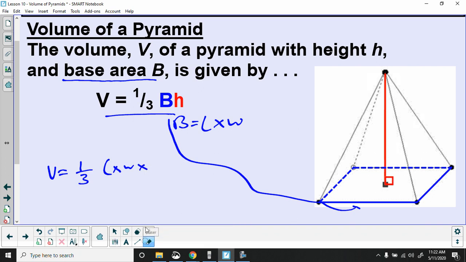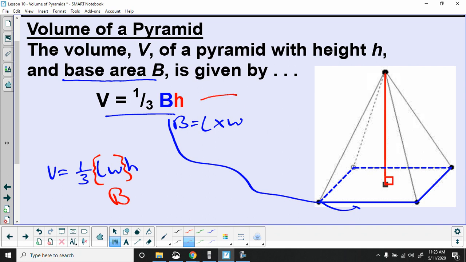Let me write this better. We'll have this for the volume: length times width times height, because this is substituted for the big B. Now remember, for cones it was pi r squared because it was a circle, but this isn't a circle anymore. That's why they introduce the big B, since it can change depending on whether it's a pyramid or a cone. It's still the idea that it's 1/3.